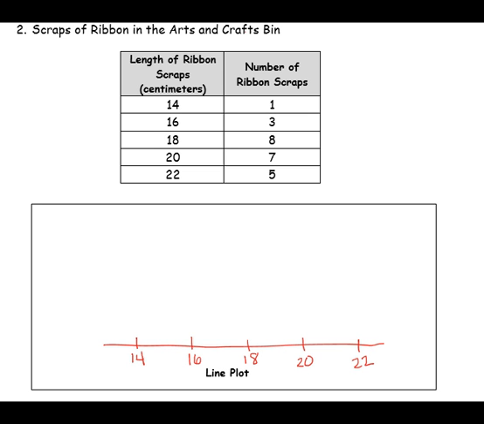My next chart is showing scraps of ribbon in an arts and crafts bin. Again, on the left-hand side we have the different lengths of the ribbon, and on the right-hand side we have the number of ribbons of each length. I've started my line plot already.